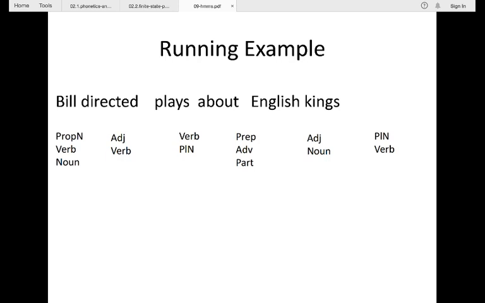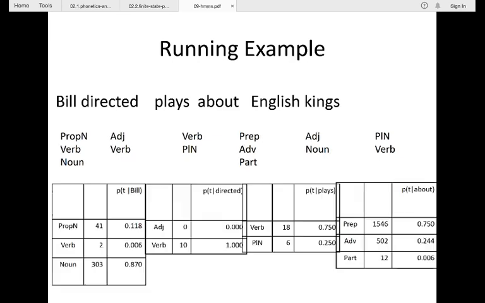So how do we decide which one to choose? Well, we can look at the probabilities, the frequencies at which each part of speech occurs with that word. And we get numbers like this. So for example, for Bill, it's a proper noun 41 times in our corpus, a verb 2 times, and a noun 303 times. So it has an 87% chance of being a noun, much smaller chance of being a verb or a proper noun.